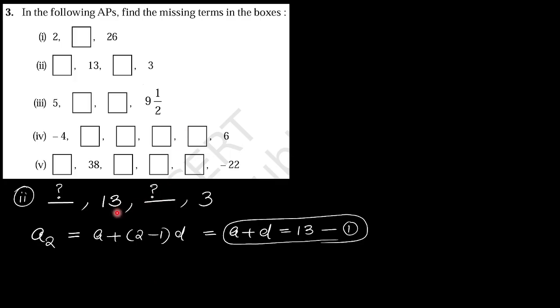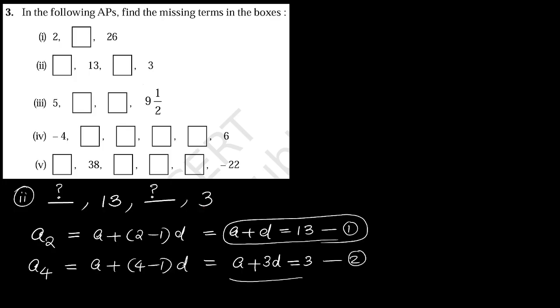Any other term given in the question? What is this 3? It is the fourth term. First, second, third, fourth. This 3 is the fourth term. So 3 is nothing but a4. What is the formula? A plus n minus 1 into d. So a plus 3d, correct? A plus 3d is the fourth term, given as 3. Equation number 2. I got another equation.